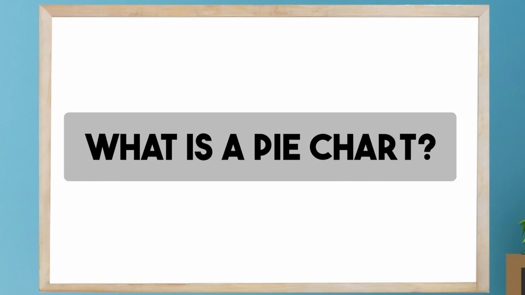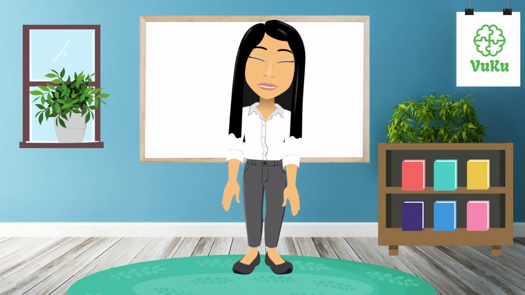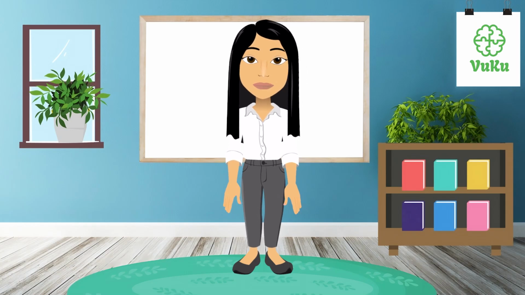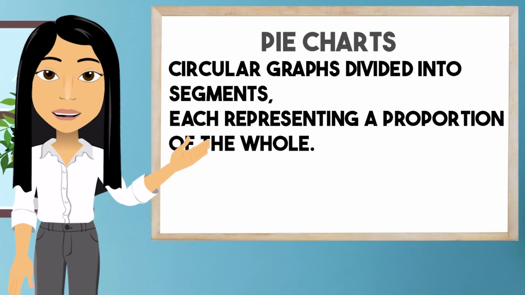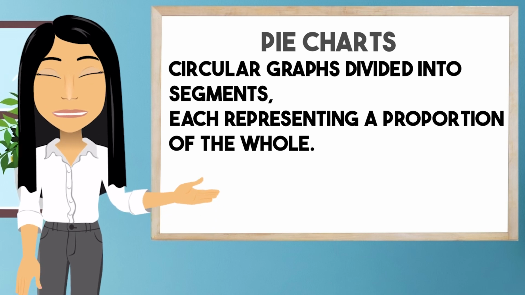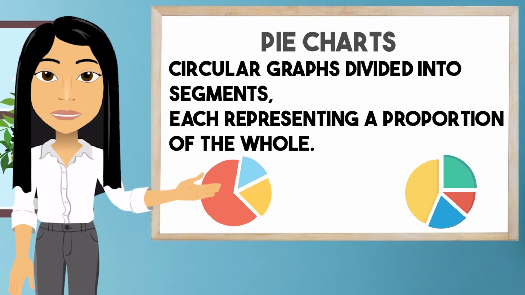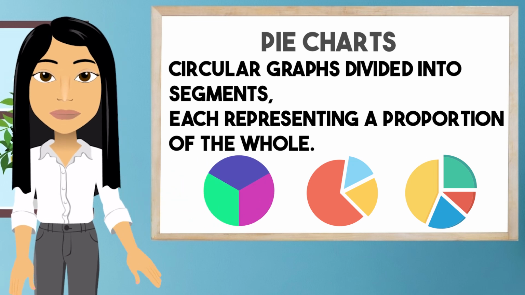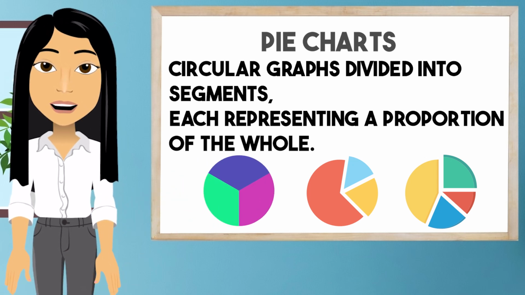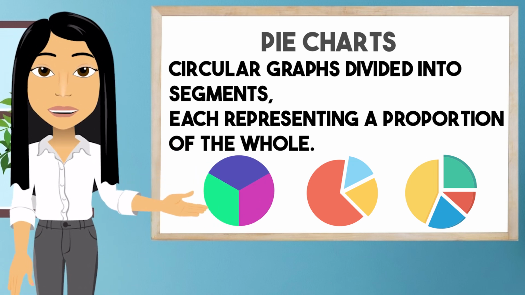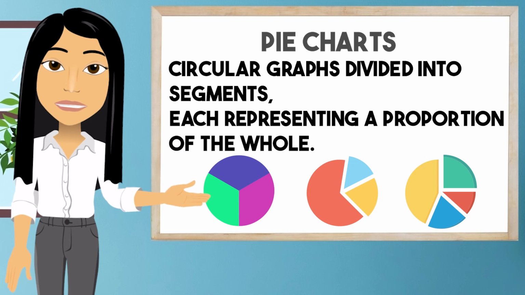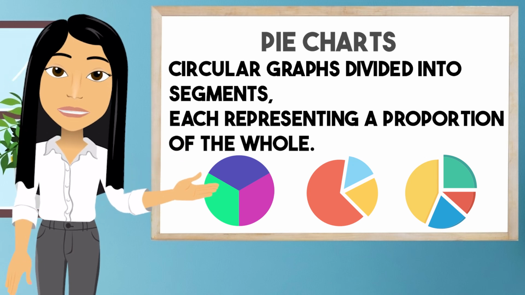What is a pie chart? First things first, what is a pie chart? Pie charts are circular graphs divided into segments, each representing a proportion of the whole. They show you how different categories compare to each other. The key to interpreting pie charts lies in understanding how to translate these visual representations into accurate numerical descriptions.